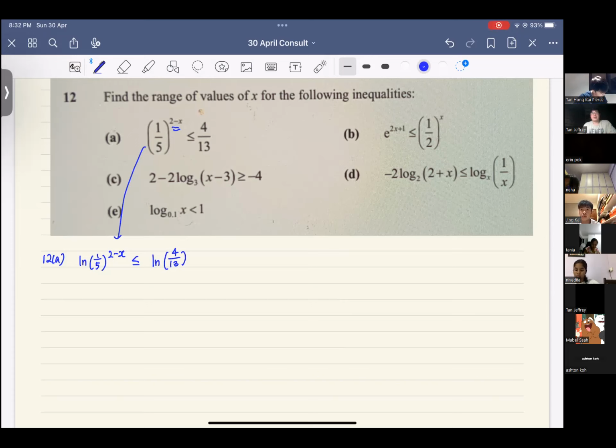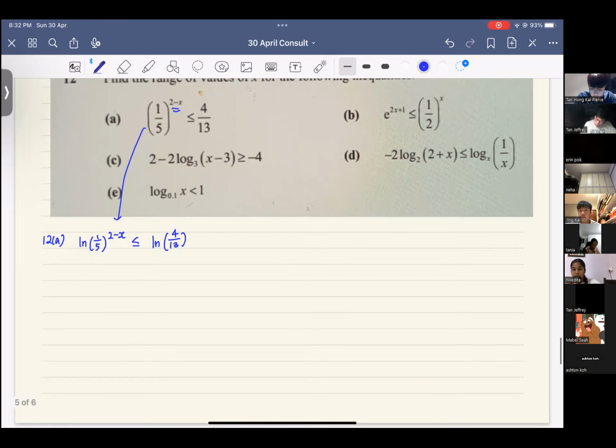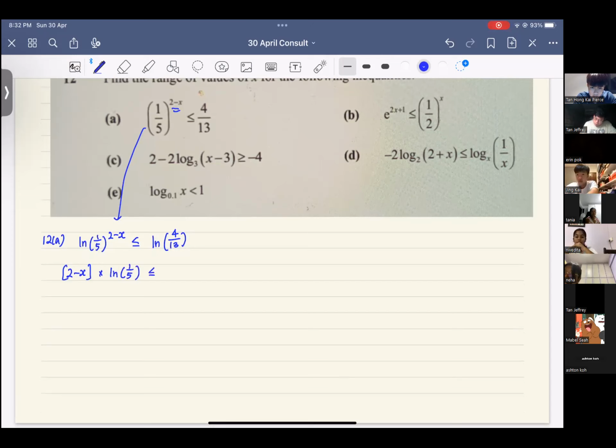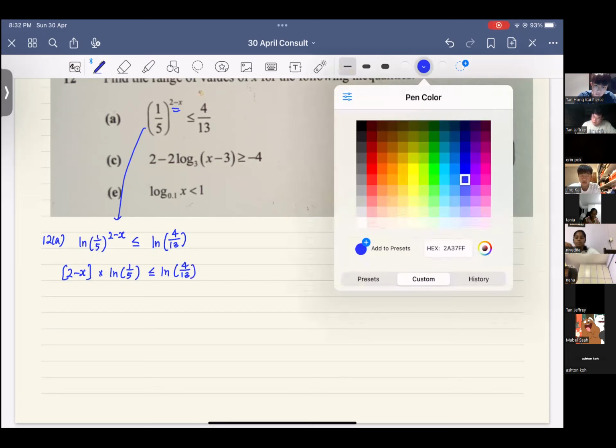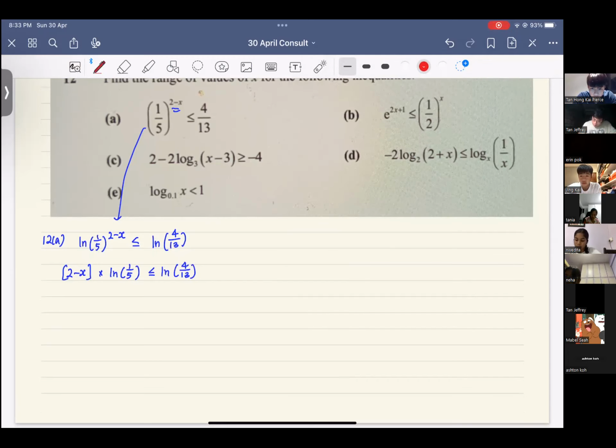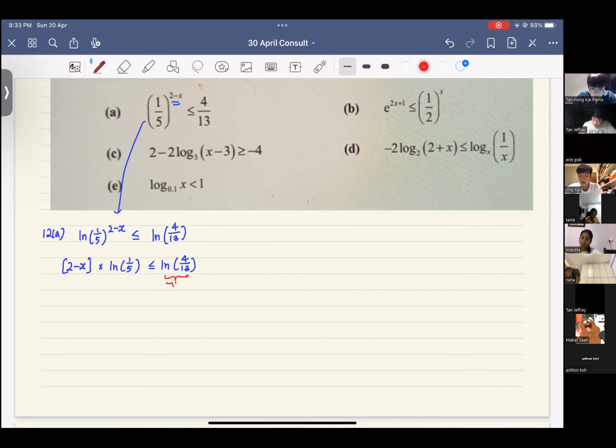Log 1/5 is negative. From here, I can bring 2 minus x down by the power law, multiplied by ln 1/5, less than or equal to ln 4/13. Before I go on any further, I just want to remind you that this is negative, and this is also negative. Is that okay?